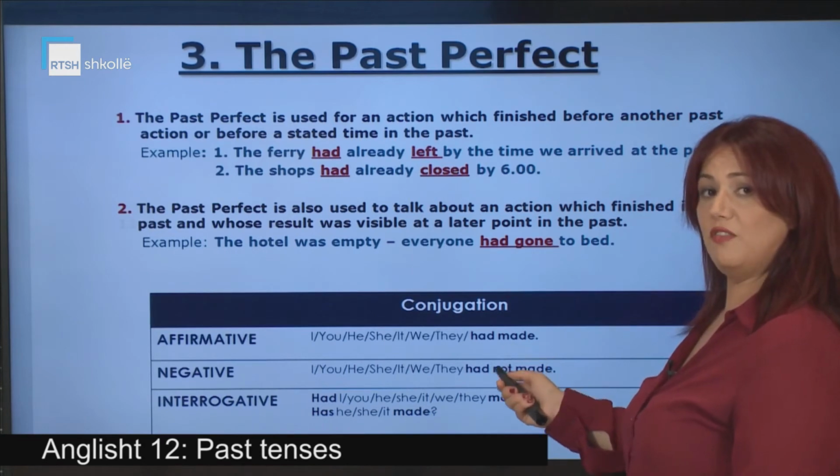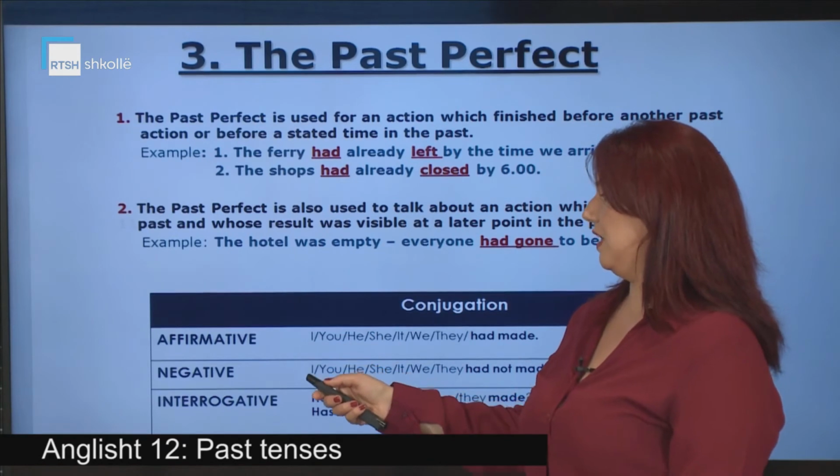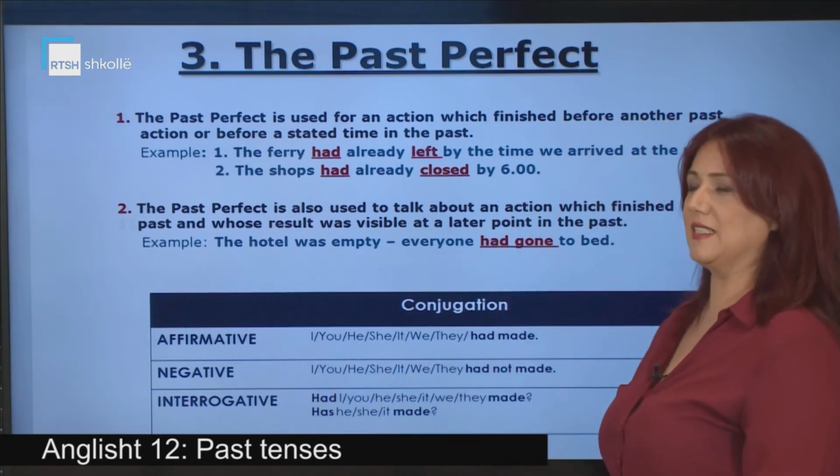Below, you have the table and the conjugation in the three forms, affirmative, negative, and interrogative for the past perfect tense.